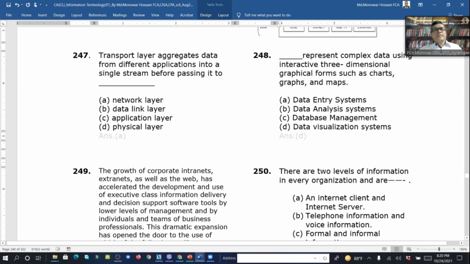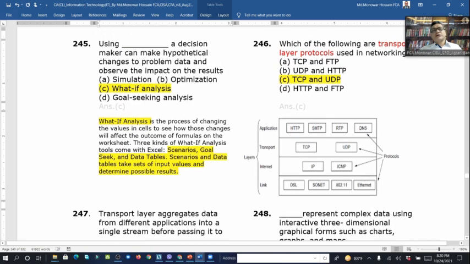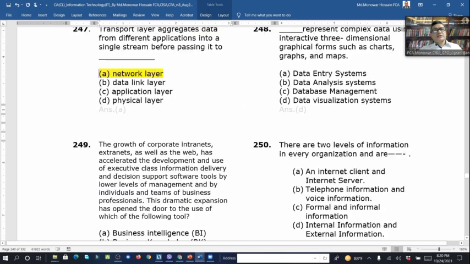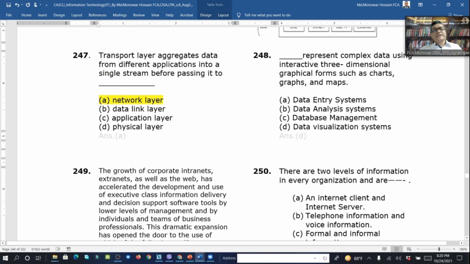The transport layer aggregates data from different applications into a single stream before passing it to the network layer. So look here, the transport layer passes it to the network layer. So here the answer: the transport layer aggregates the data from different applications into a single stream before passing it to the network layer. Answer is A.